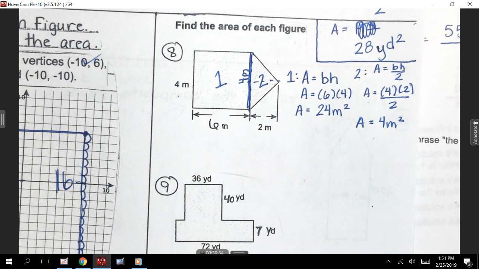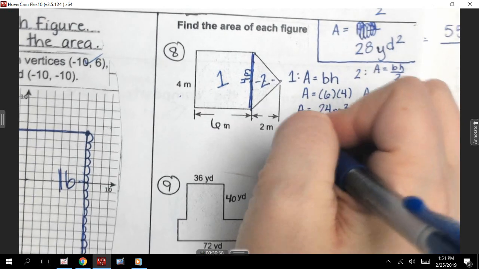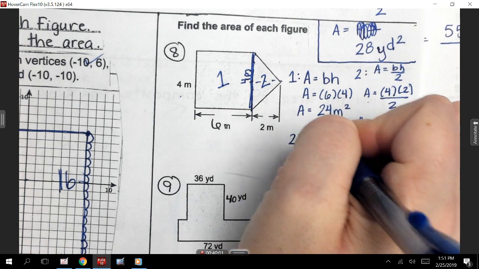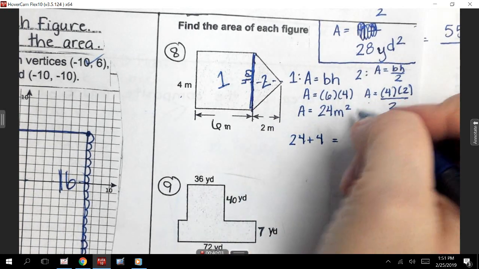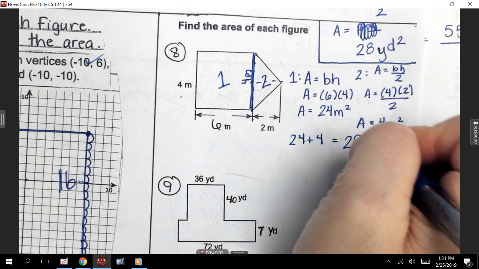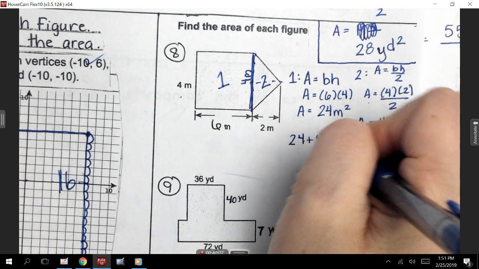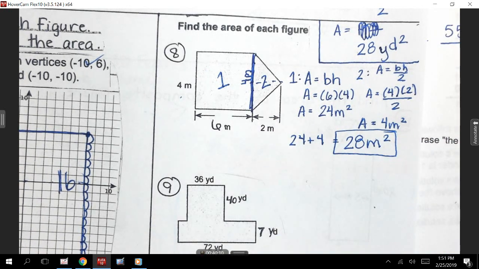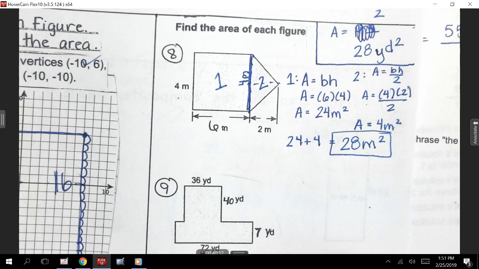I know it's not the question that you raised it for, but what am I going to do with these? I add them. Perfect. So we're going to do 24 plus 4. So what is my answer here, Malin? 28 meters squared. I'm going to circle that. Excellent job.